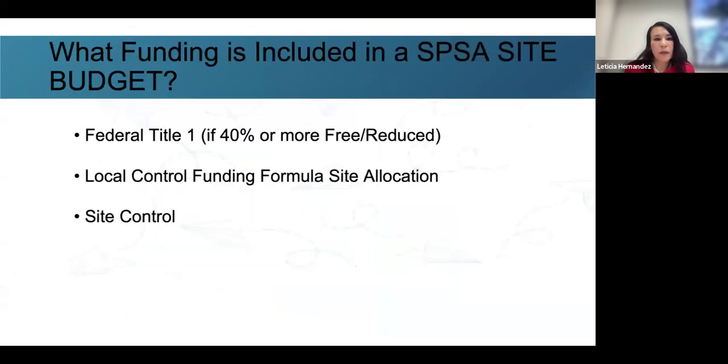What funding is included in an SPSA budget? So what type of funding? We include Title I funding if 40% or more free or reduced. Some schools do not get title funding, some do. You get your local control funding formula site allocation. That is depending on the school district. Every school district decides how to allocate that for each school site, and your own specific site control. Same thing, that is allocated by the district. Every district decides how much funding each school will get.